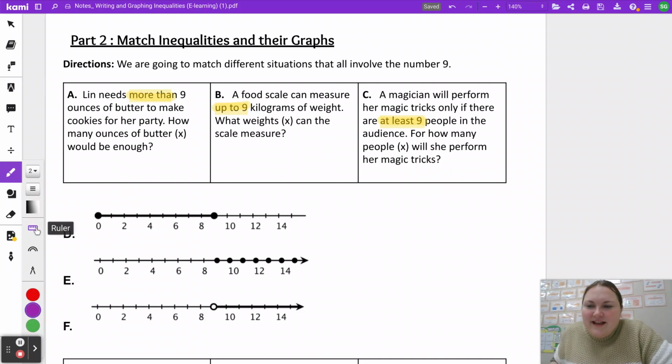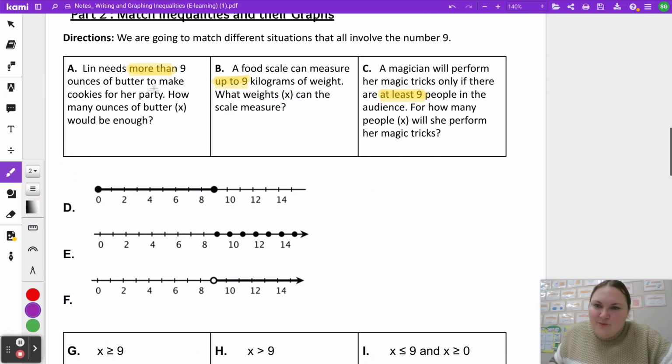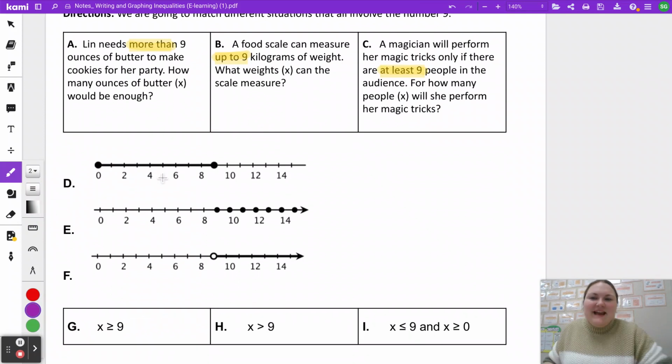Starting with the phrase more than, when you are talking about more than 9 ounces, more than, does that mean greater than or less than? More than is going to mean greater than. Now, with more than, if I look down here, both G and H have greater than signs. We also have to think about, am I including 9? Is it greater than or equal to 9 or just greater than?